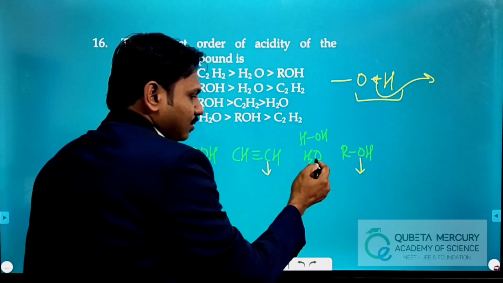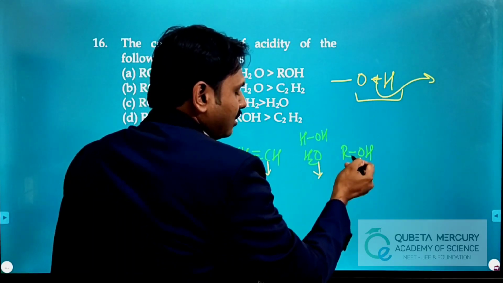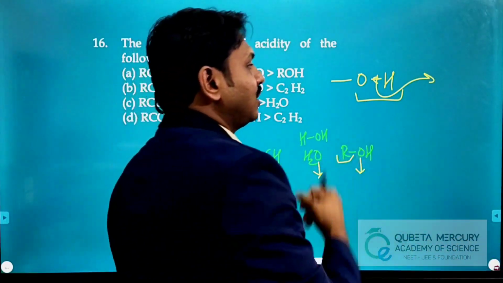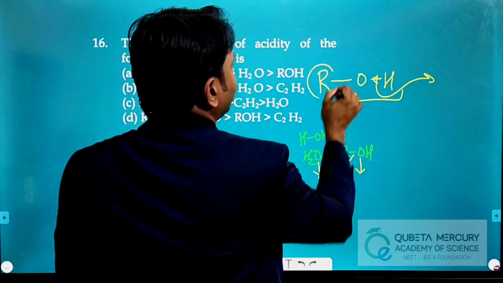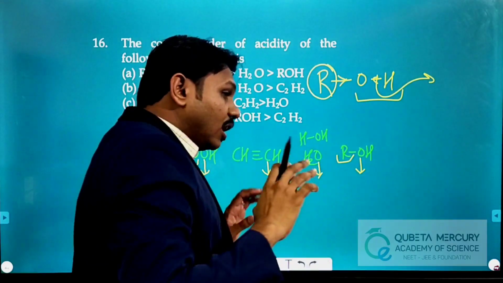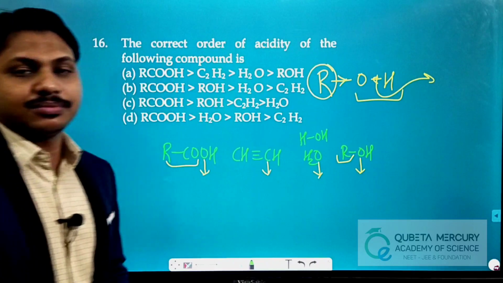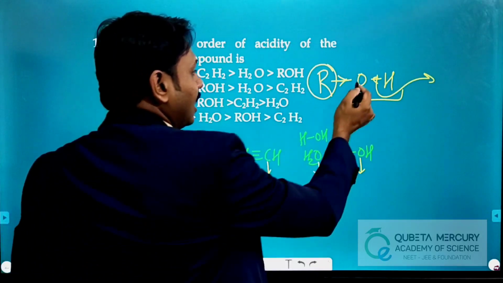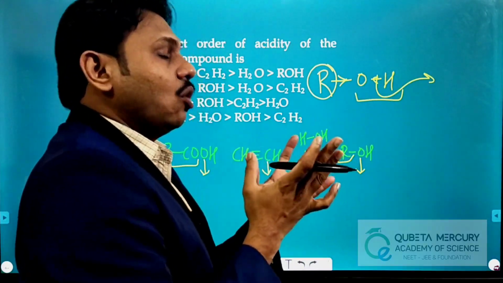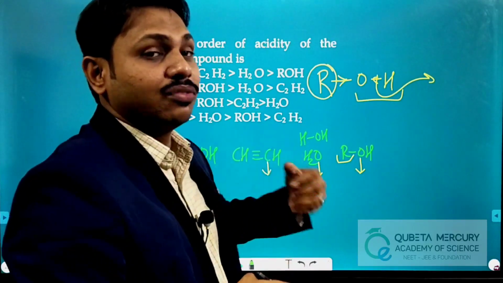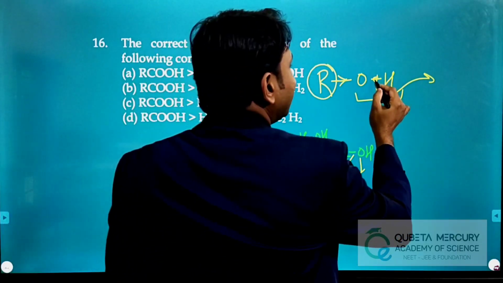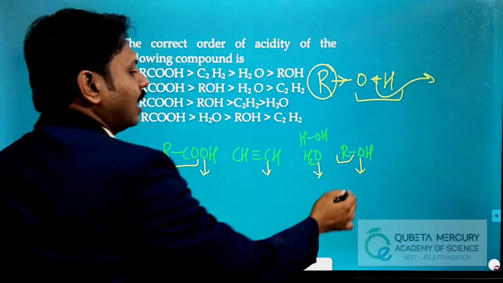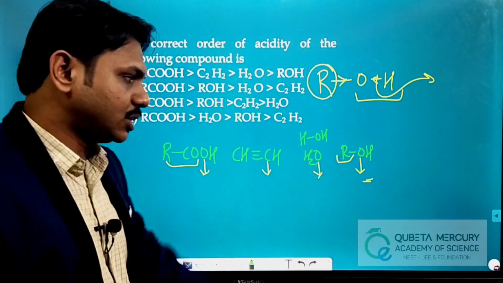And if you look here, this is also oxygen, but compared with the last one, this is an electron donating group, so the electron withdrawing ability of oxygen will get decreased. If there is an electron donating group over here, it will push its electron density towards oxygen. Consequently, the electronegativity or electron attracting ability of oxygen will be decreased. Consequently, the tendency to release H+ will get decreased, and this will have the least acidity compared with these two.